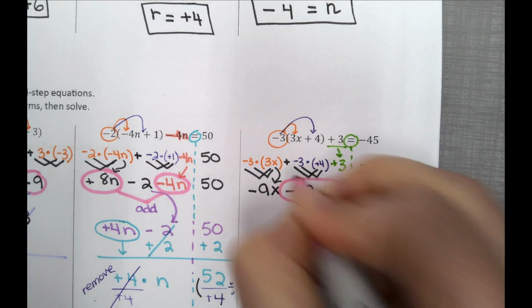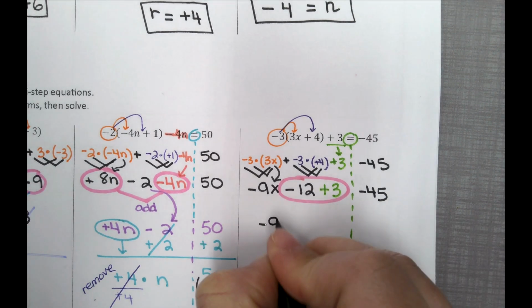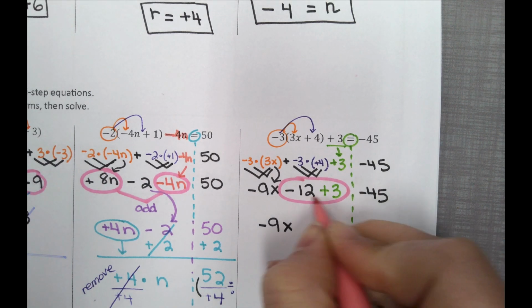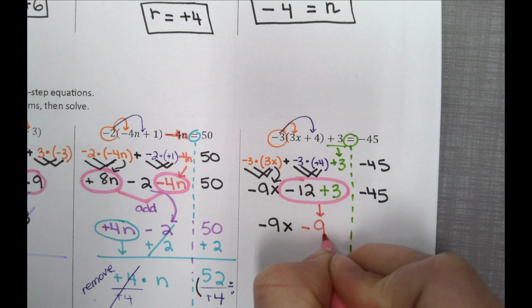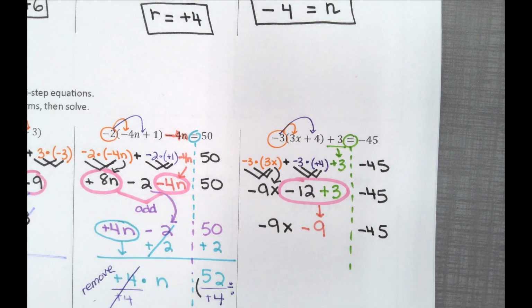Now, our like terms here are touching. Negative 12 and 3 both don't have x. I do have this negative 9x still here, but we need to combine like terms. This is counters, this is adding. So negative 12 plus 3 gives me a negative 9. We're going to bring down that 45 again, and now we are at a two-step equation.